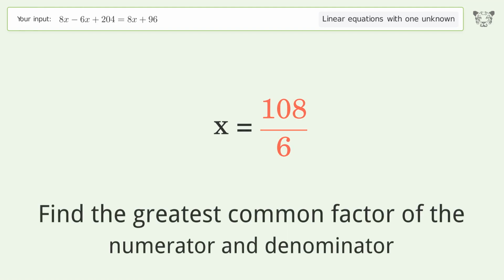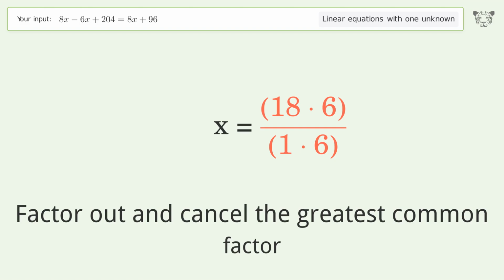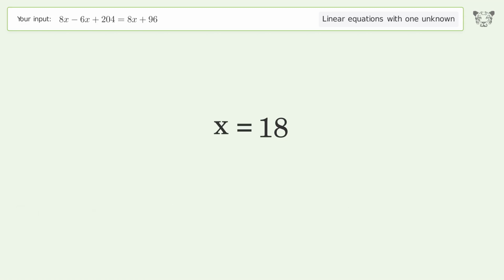Find the greatest common factor of the numerator and denominator. Factor out and cancel the greatest common factor. And so the final result is x equals 18.